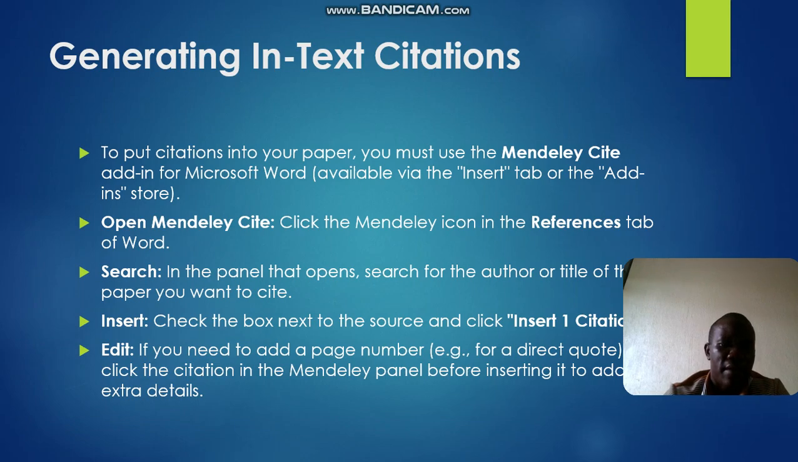Then after searching, you can now insert. What do we do under insert? Check the box next to the source and click insert. One citation, there it goes. Then, before moving further, you also do editing. If you need to add a page number, for example for a direct quote, you click the citation in the Mendeley panel before inserting it, to add the extra details.